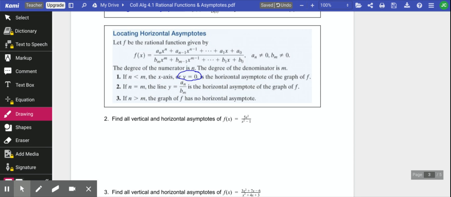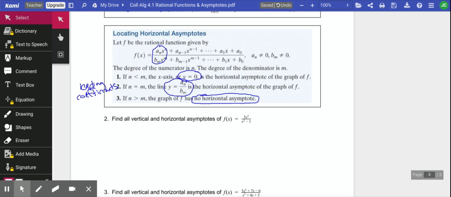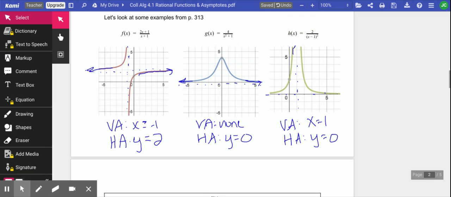Now let's skip down to number 3. If the degree in the numerator is greater than the degree in the denominator, there is no horizontal asymptote. And then the other situation: if the degrees are the same, this is the horizontal asymptote, a_n over b_m, that's this thing right here. Those are the leading coefficients. Okay, so let's jot that down. We look at the leading coefficients. So if the degrees are the same, you're going to look at the leading coefficients, and that's going to tell you the asymptotes.